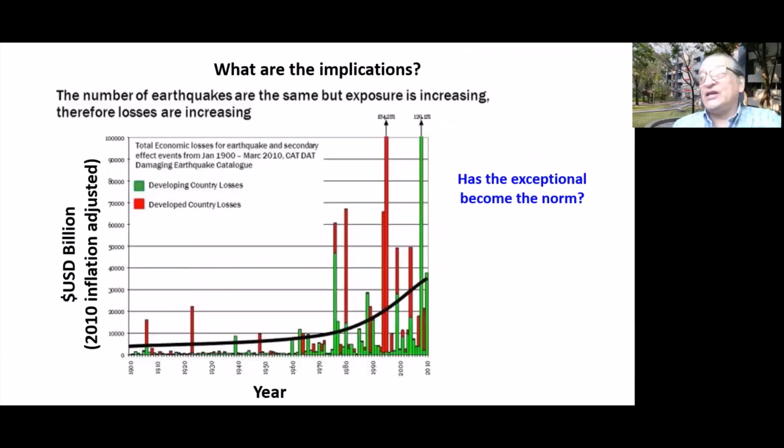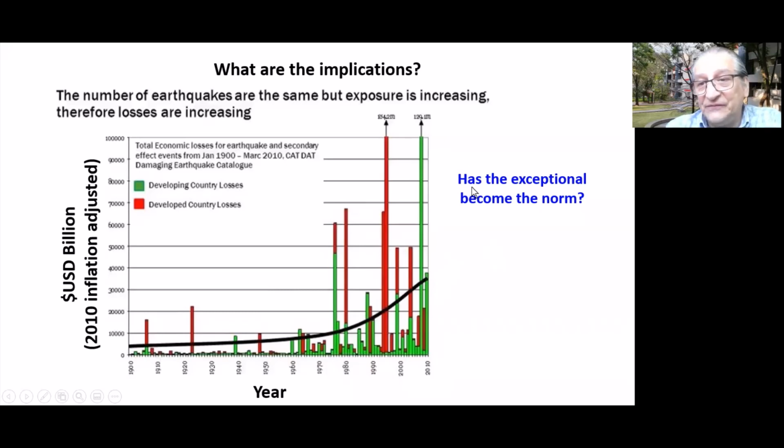So what are the implications of using this force-based design? Here are losses in terms of US dollars, billions of US dollars worldwide, going from the year 1900 to the year 2010. And independently of whether we live in a developing country such as Mexico or in a developed country such as Japan, we can see that the level of monetary losses is increasing exponentially.